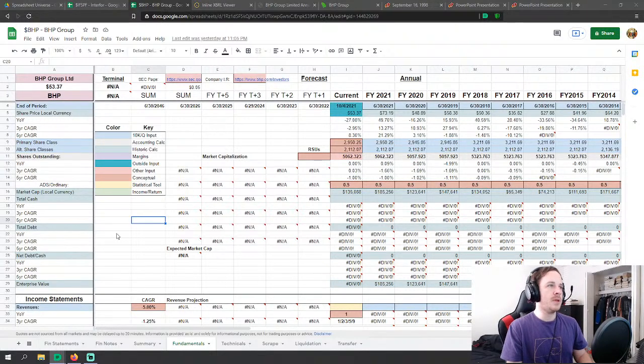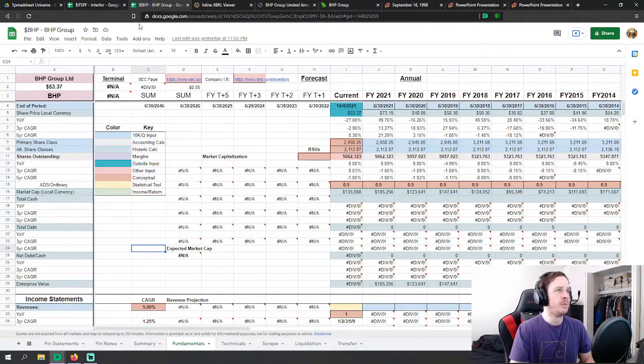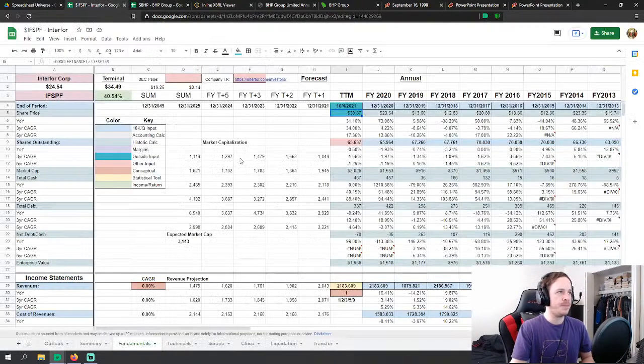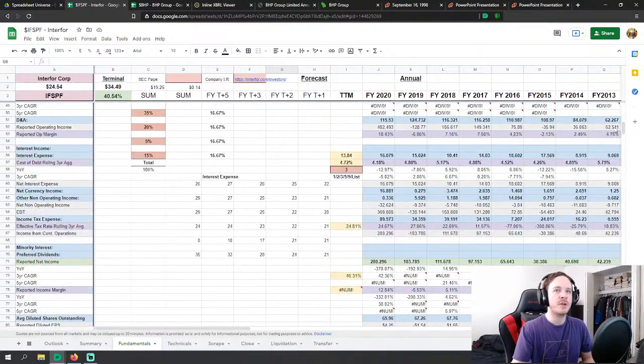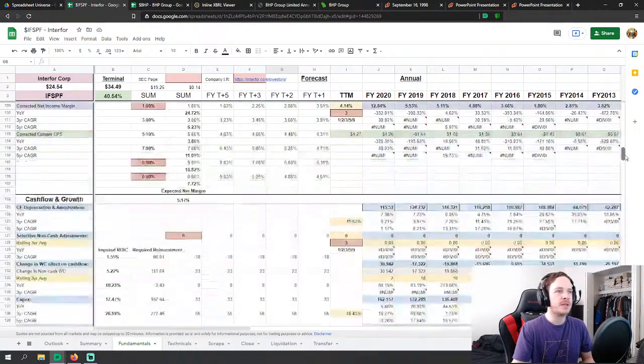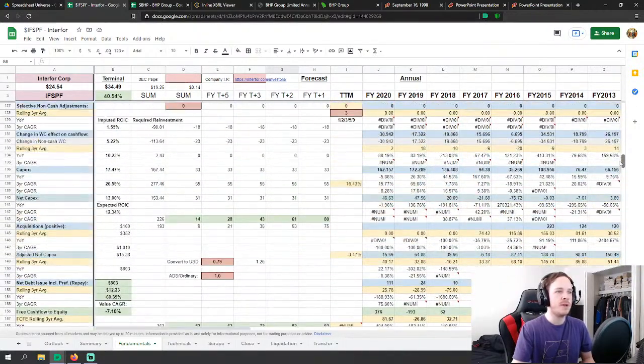So today we're going to be taking a look at BHP Group. But before we do that, I want to go back and take a look at Interfor, a company we looked at a few sessions ago. There was a problem with formulas in my spreadsheet, and so there was an issue once I converted the currency from Canadian dollars back into USD dollars at the end of the valuation.